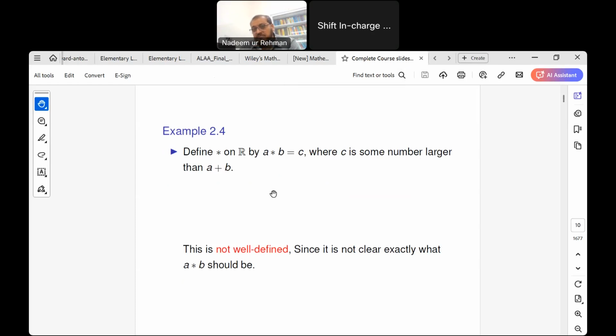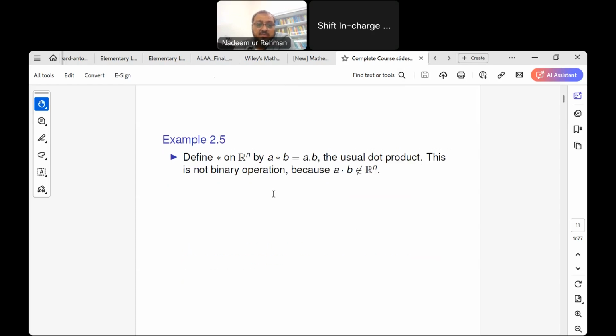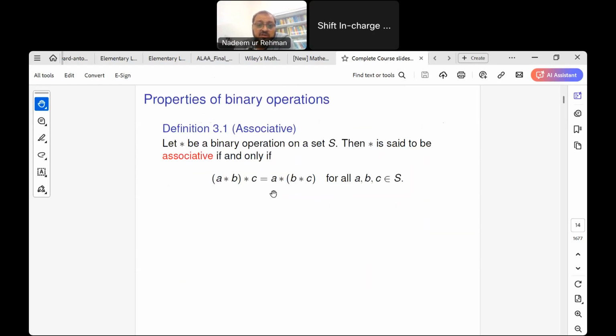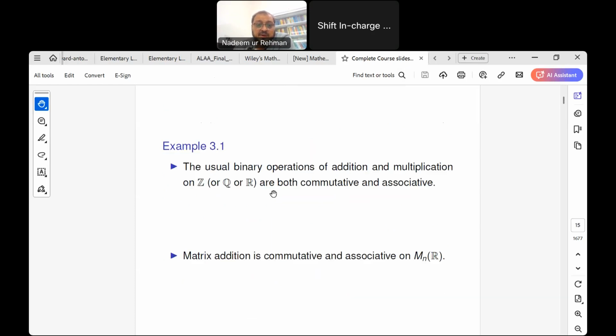So we have more than 5, that is 6, 7, 8, 9, all this. So this is not a unique answer. So it's not well-defined. Again, it's clearly not a binary operation. So now we have just seen various examples of binary operations.